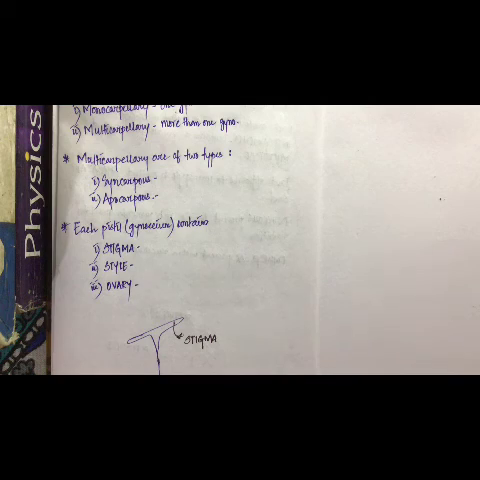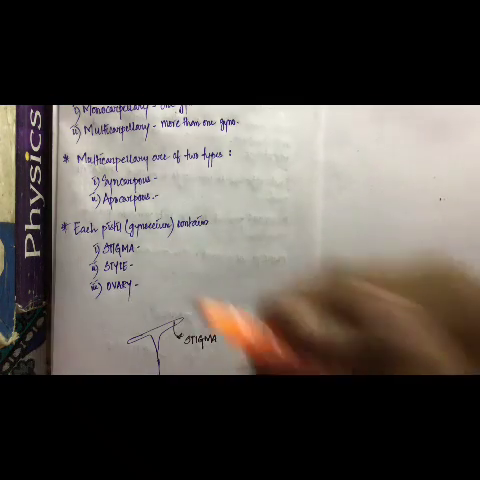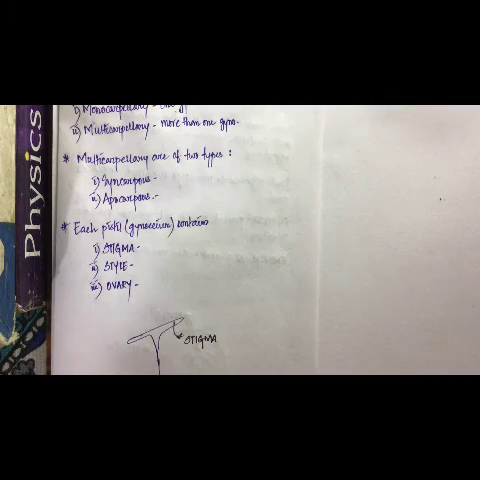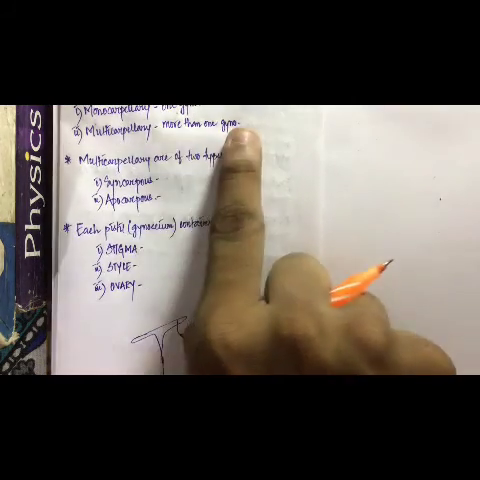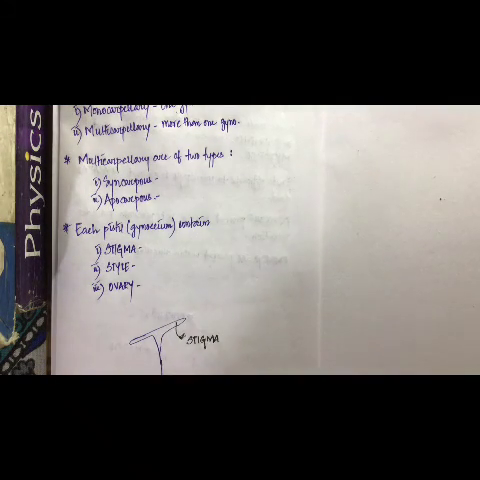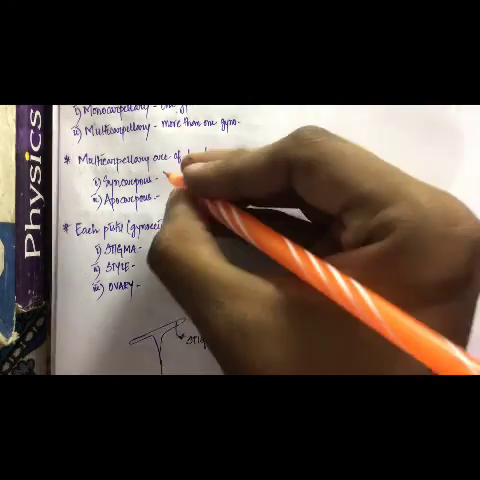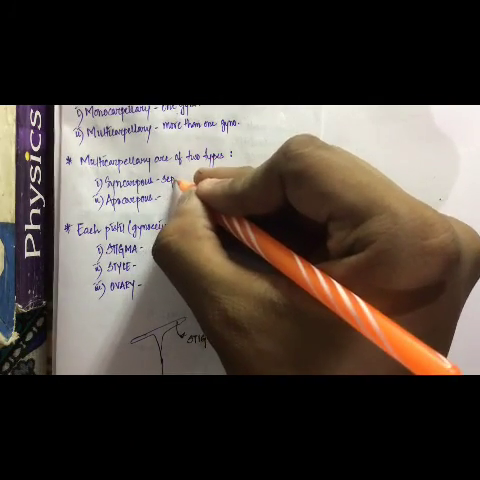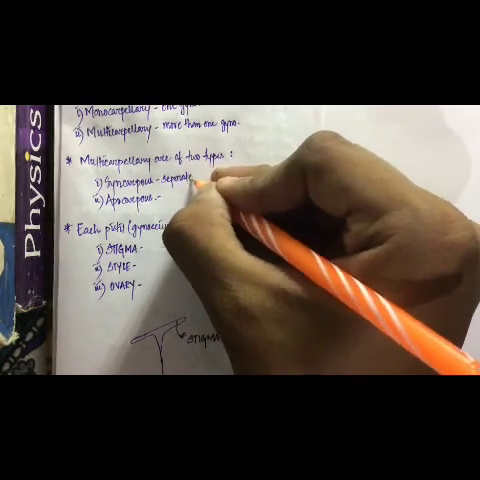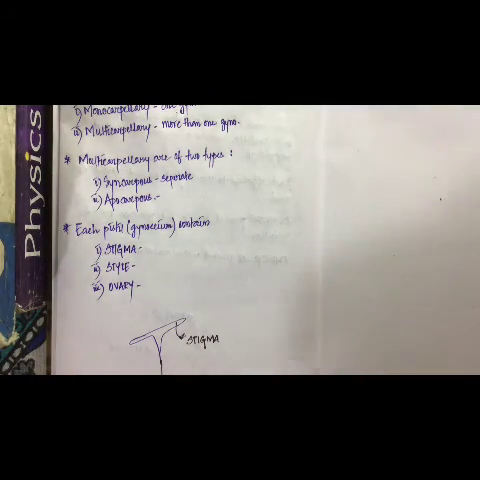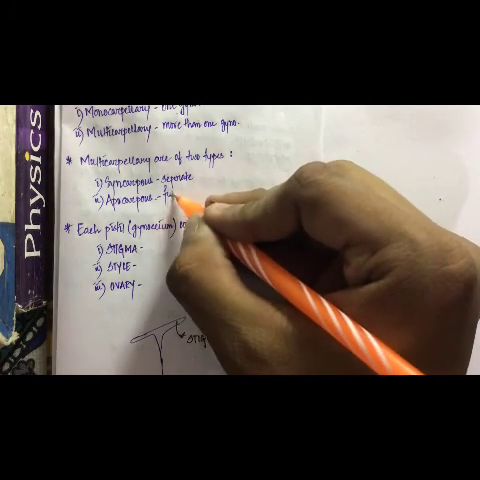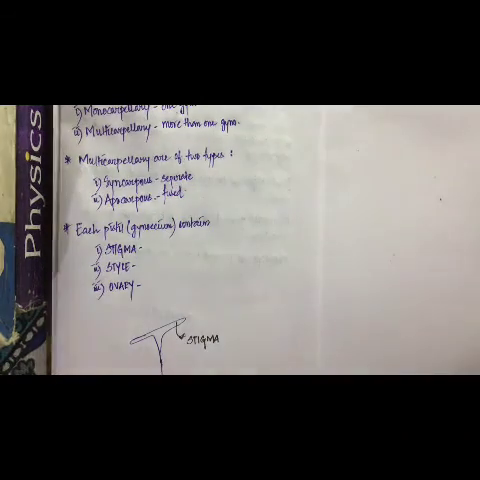What is the meaning of syncarpous and apocarpous? Syncarpous means the gynoeciums are separate from each other. Try to understand how many gynoeciums we have: more than one gynoecium. Now if each of these gynoeciums is separate from each other, that is called syncarpous. And if they are fused with each other, then that is called apocarpous. Clear?